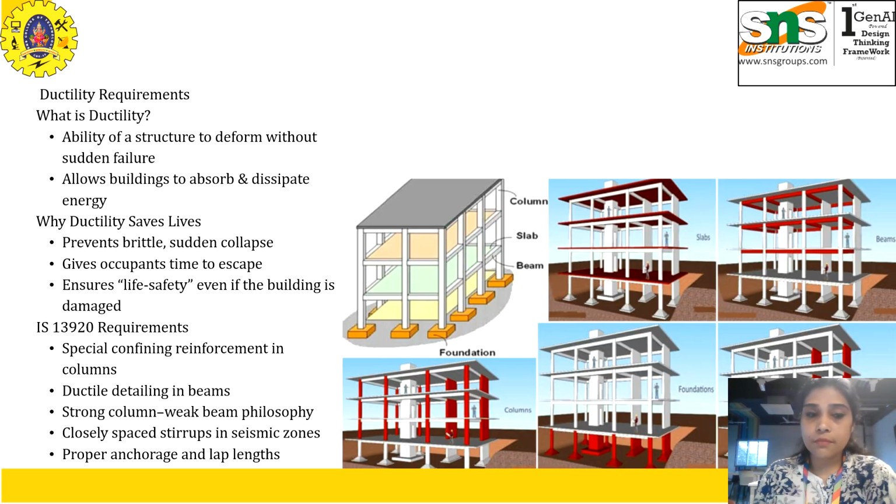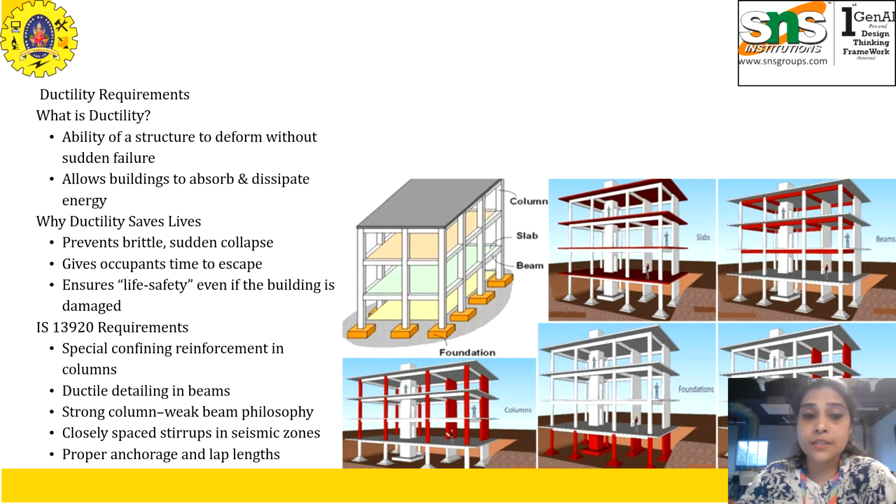So next is ductility requirements. Ductility is explained in IS 13920. And what is ductility? Ductility is the ability of a structure to deform without sudden collapse. So how does it save lives? It allows the building to bend and sway without breaking, provides early warnings before collapsing, gives sufficient time for occupants to escape, and ensures a life safety design philosophy.